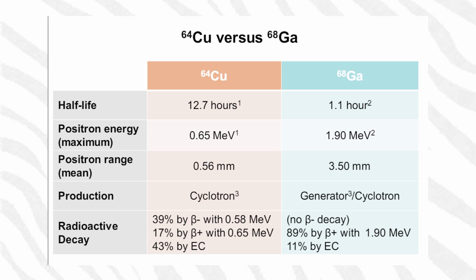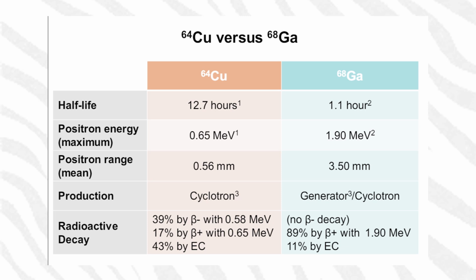And that means it has much better spatial resolution. You have a better ability to see where that tumor originated from, because the positron is not going to travel as far. Whereas with the gallium, it has a much higher energy, which means that positron is going to travel further before it annihilates. And so you end up having less spatial resolution.